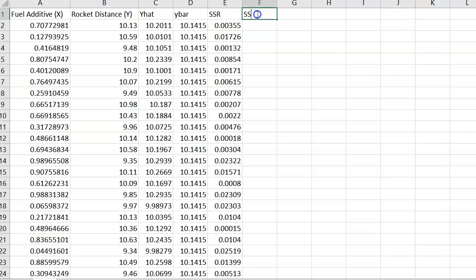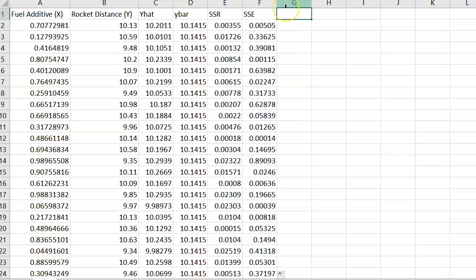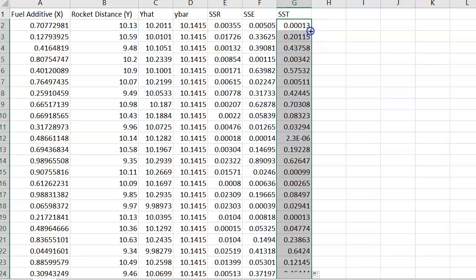Now let's talk SSE. This was from the data point down to its predicted y hat squared. Do that for all of them. Let's talk about SST. This is from the data point all the way down to the y bar squared. And do that value for all of them. Okay, there's all the pieces I need.